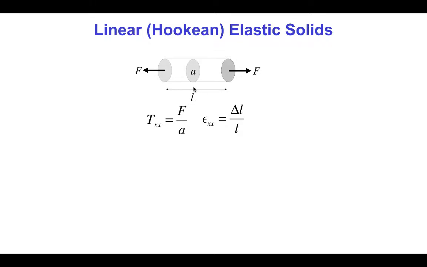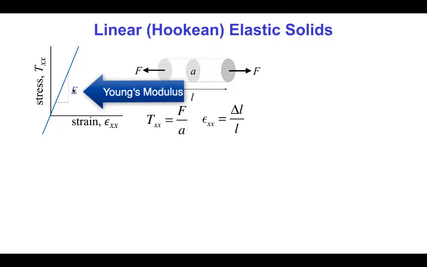Now, if we plot the stress TXX versus the uniaxial strain epsilon XX for a linear elastic Hookean solid, we get a straight line, and the slope of that straight line is called E, the Young's modulus. For this experiment, E would be the Young's modulus in tension, though if the forces were compressive, we could make a similar measurement where the stress and the strain components would both be negative, as they are on this side of the curve, and in that case, E would be called the Young's modulus in compression.